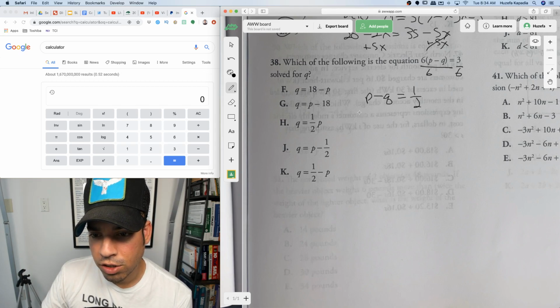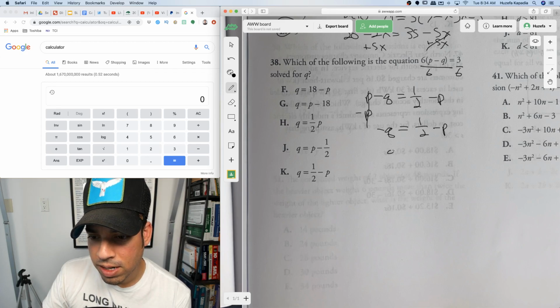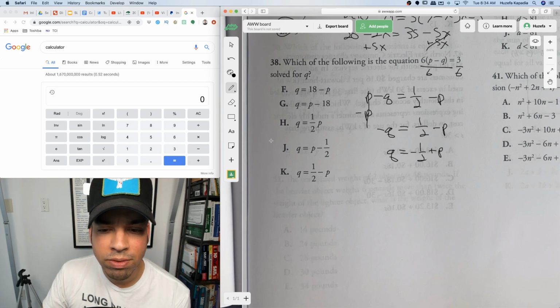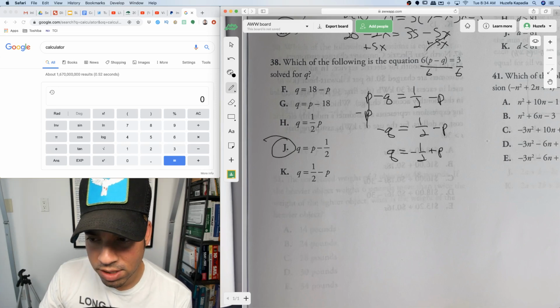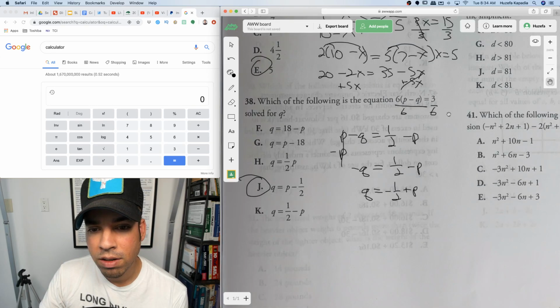And then we're trying to isolate Q, so let's subtract P. And I get negative Q equals 1/2 minus P. Then I'm going to multiply both sides by -1 to get rid of that negative. Q equals negative 1/2 plus P. And I bet you they put the P first again. And they did. It's Q equals P minus 1/2. Same deal, though.